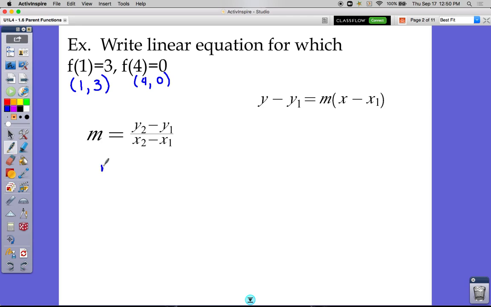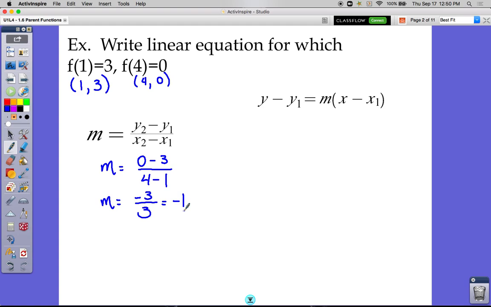So the slope of this line going through those 2 points is 0 minus 3 over, so y2 minus y1, x2 minus x1, which is what? So our slope here is equal to negative 3 over 3, which is equal to negative 1. So our slope is negative 1.